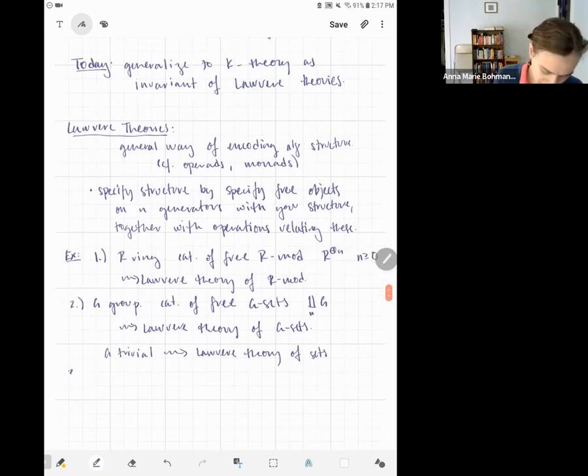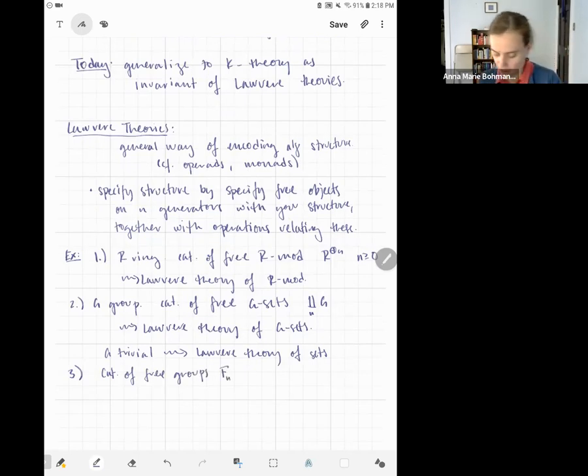So those are maybe examples of the same type. You feel like we know what free R modules are and free G sets. A slightly different sort of example is the category of free groups on n generators. If I take the free group on n generators F_n, you can take the category of only free groups and group homomorphisms. And this gives me the Lawvere theory of groups.